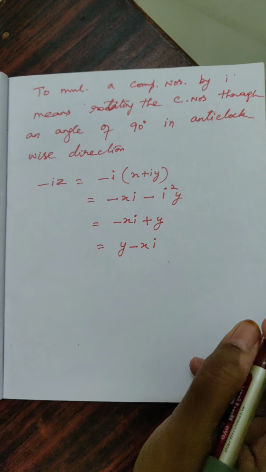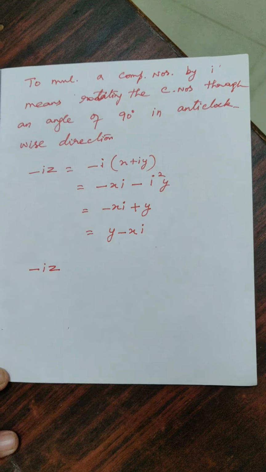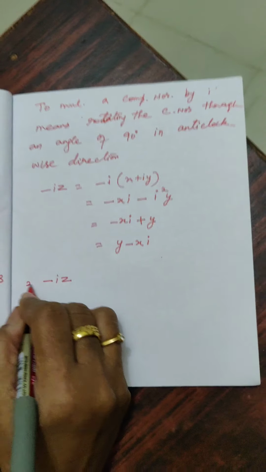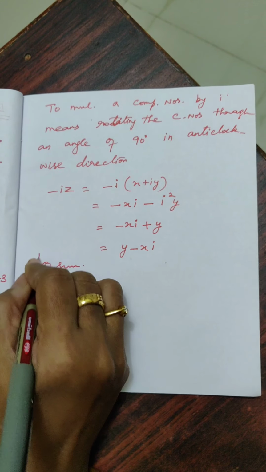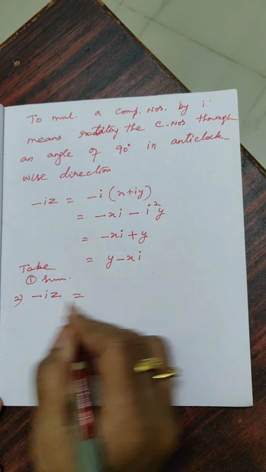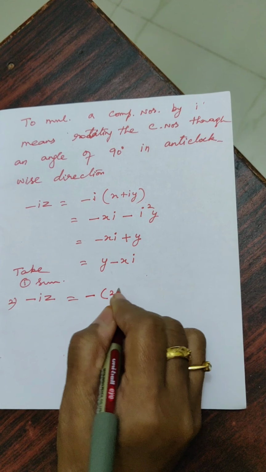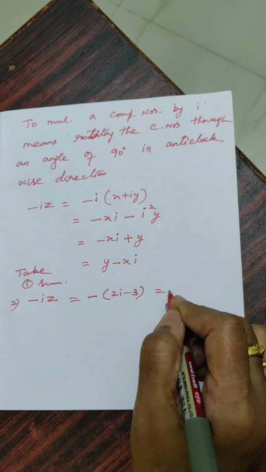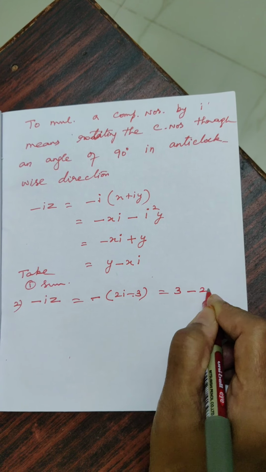So similarly with this sum, I am going to find minus iz. Take the first sum. In the first sum, I am going to find out minus iz. What is minus iz? 2i minus 3. Minus of 2i minus 3 becomes 3. Minus into minus plus 3 minus 2i.